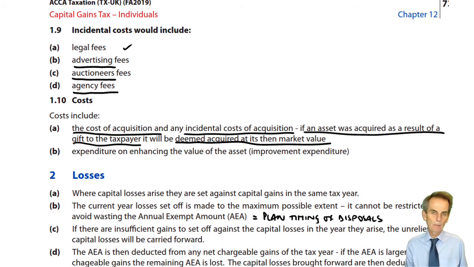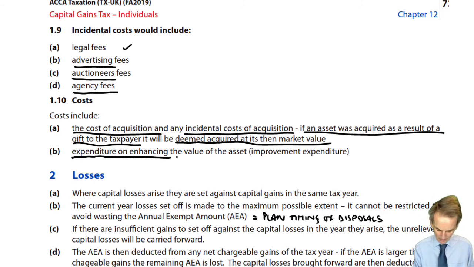That's what its open market value was at the date of the death of the taxpayer, the probate value. And that asset will pass to that beneficiary at its then probate, the market value at the date of death. That will become the allowable cost to that beneficiary should they in the future ever dispose of that asset.